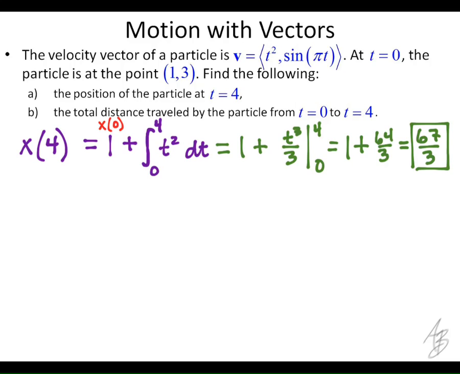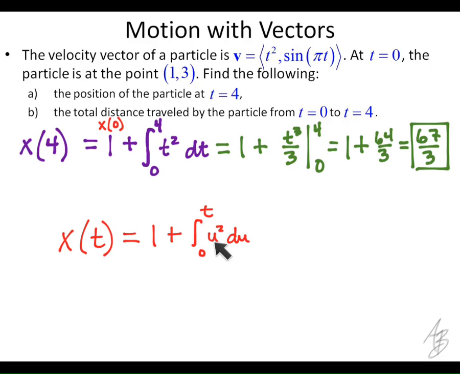How can I generalize that? Let's say that I don't care where the particle is at 4, but I just want to know where the particle is at any time. What could I do? Yes. If we put a variable in where the 4 is, let me just write this out here. I can find the x value at any time t, by taking the initial x value and then adding on the integral from 0 to t of, I'm going to have to use a different variable here, u squared with respect to u.